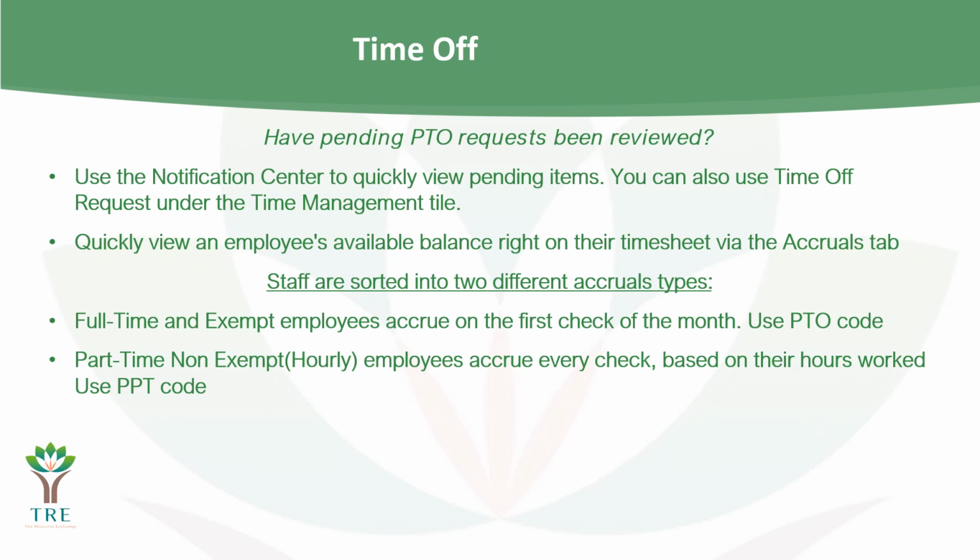The second accrual profile is the part-time non-exempt profile, which is only assigned to hourly employees whose FTE is less than 1.0. Per our policy, the accruals for these folks is prorated based on their timesheet hours, so they accrue each pay period. You can quickly see an employee's time off availability via the Accruals tab on the timesheet, so you can ensure an employee has enough time to use.